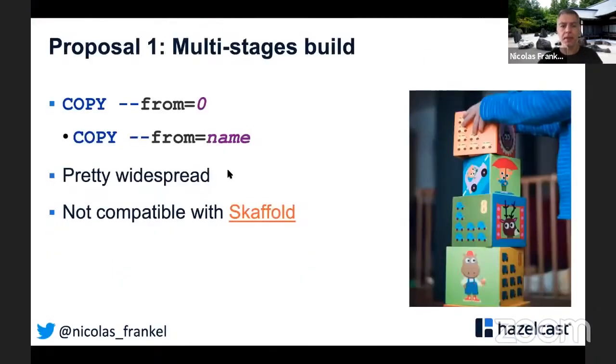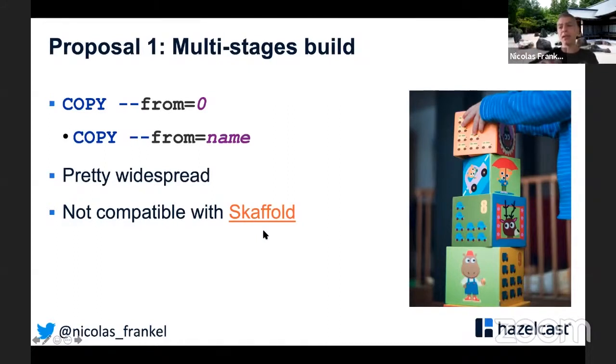So the next step to get a bit better is at least to use a multi-stage build. Multi-stage builds are good because they allow you to have different images regarding your builds. You can have inside your Docker file a section that is dedicated to building and one that is dedicated to running, using this copy --from. It's pretty widespread. The issue is it's not compatible with Skaffold. So there is still an issue that is open.